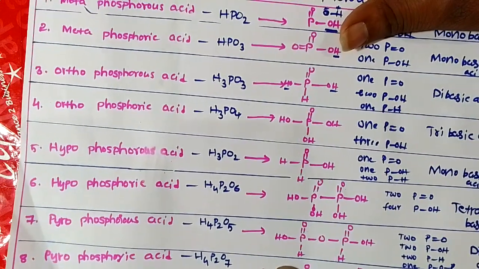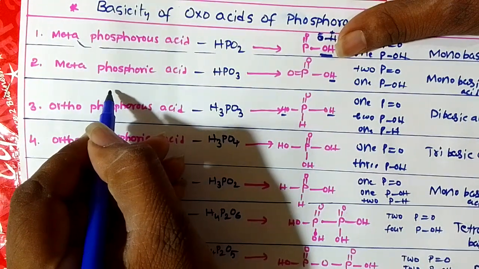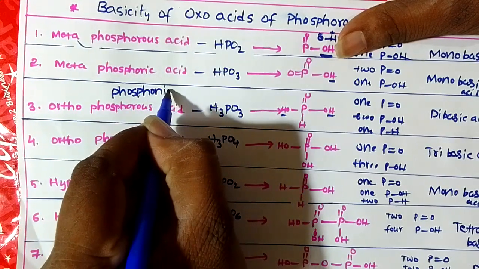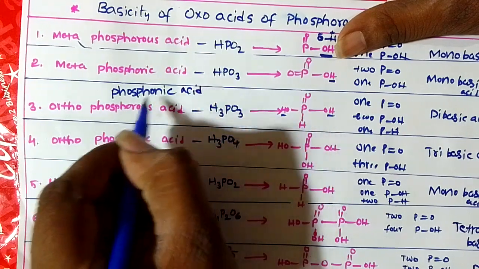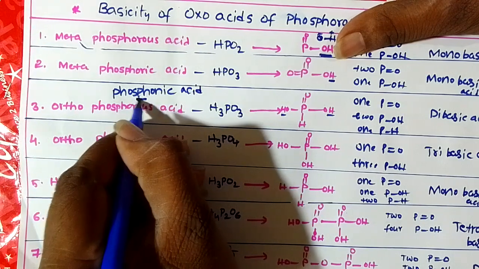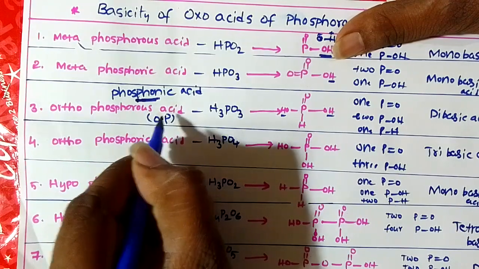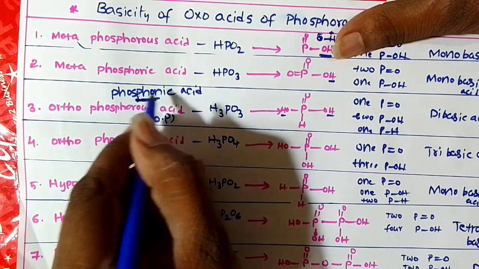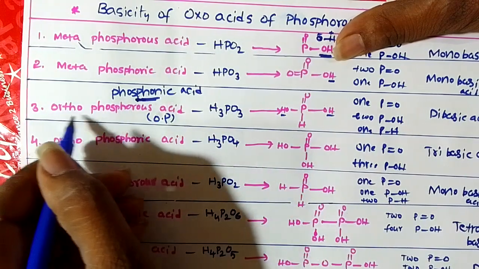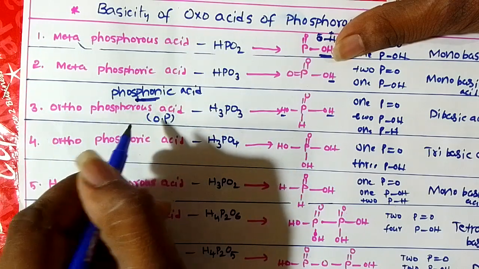Now coming to orthophosphorous acid, also called phosphonic acid. You should remember one code: phosphonic acid contains "phone", so for orthophosphorous acid we can consider OP, as in making a phone call to take OP. That is how we can remember it. Another name of orthophosphorous acid is phosphonic acid.